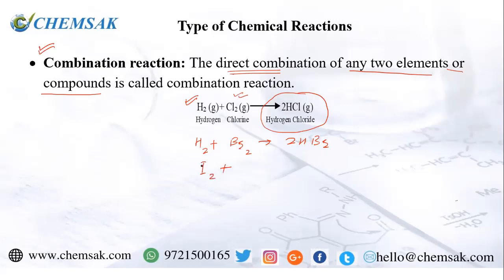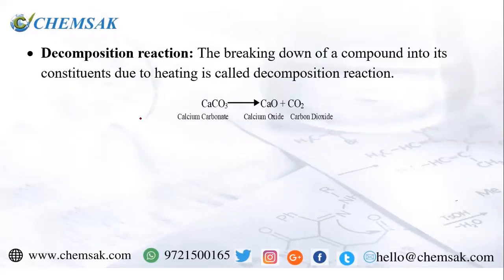H2 plus I2 gives 2HI is another example. H2 plus sulfur gives H2S gas. A few more examples here: H2 plus O2 gives H2O. For the balancing, we will do that later. So these are different examples of combination reactions, right? Then we move to another one, decomposition reaction.